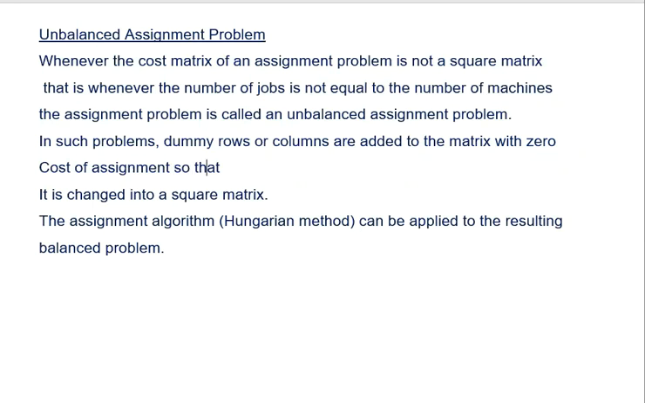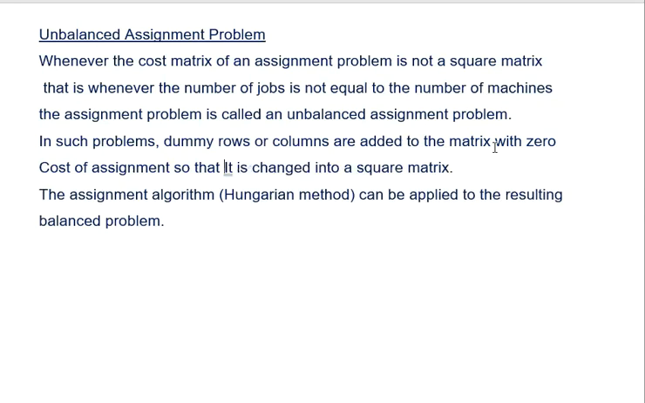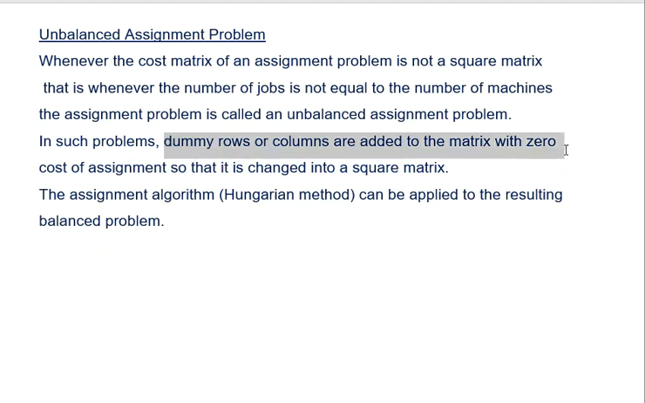So dummy rows or columns are added to the matrix with zero cost of assignment so that it is changed into a square matrix. Then apply Hungarian method to get optimum solution.